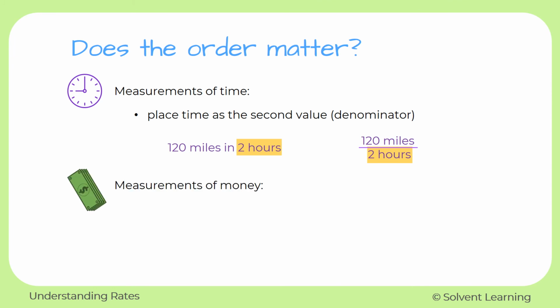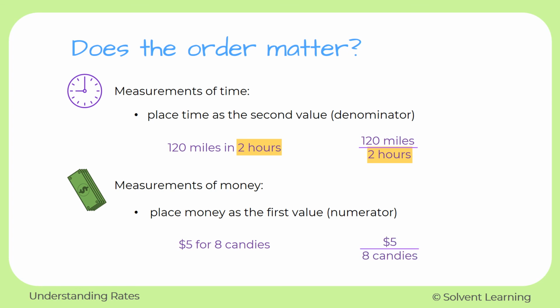It also matters when we're using measurements of money. So when we're writing rates that have money involved, we place that money value as the first value, or as the numerator if we have a fraction. So for example, we could have $5 for 8 candies, or $5 over 8 candies. And either way that we write it, we have to put the dollar amount, the money, as the first number or as the numerator when we have it as a fraction.